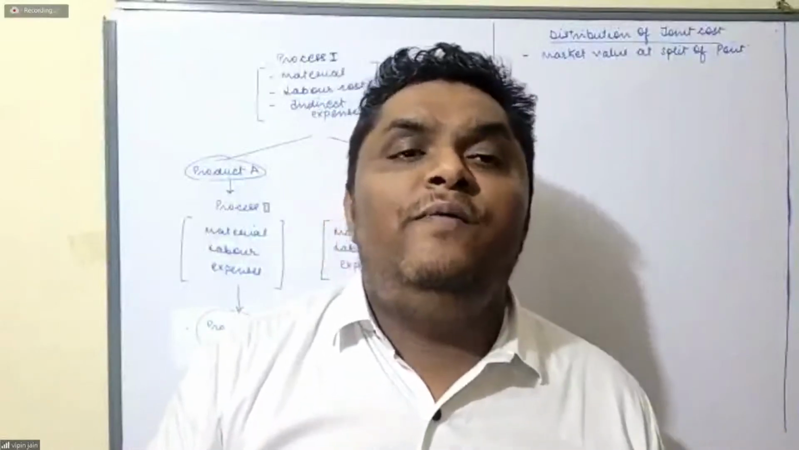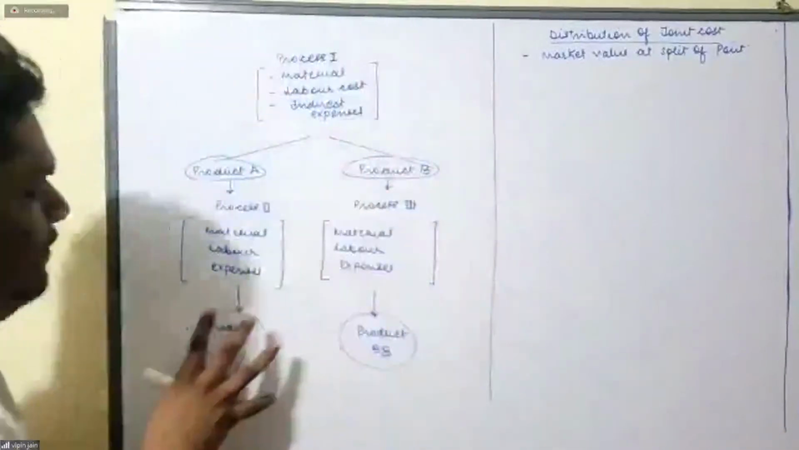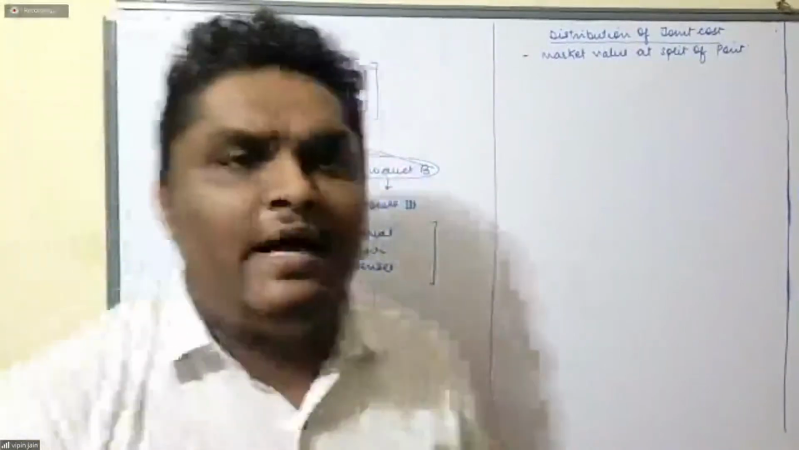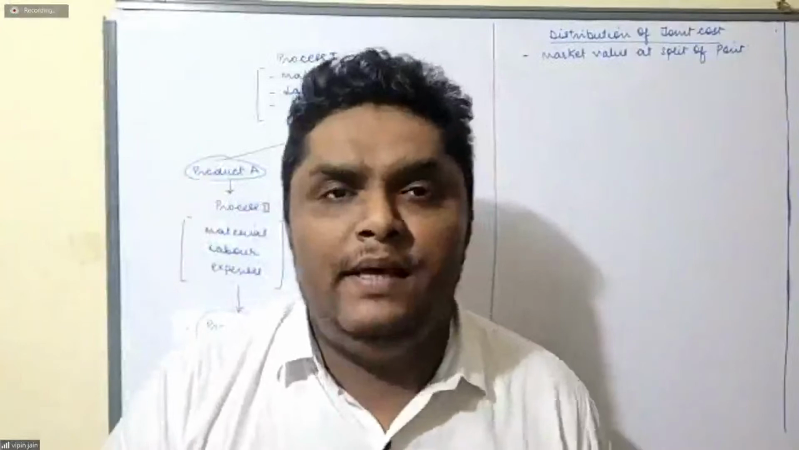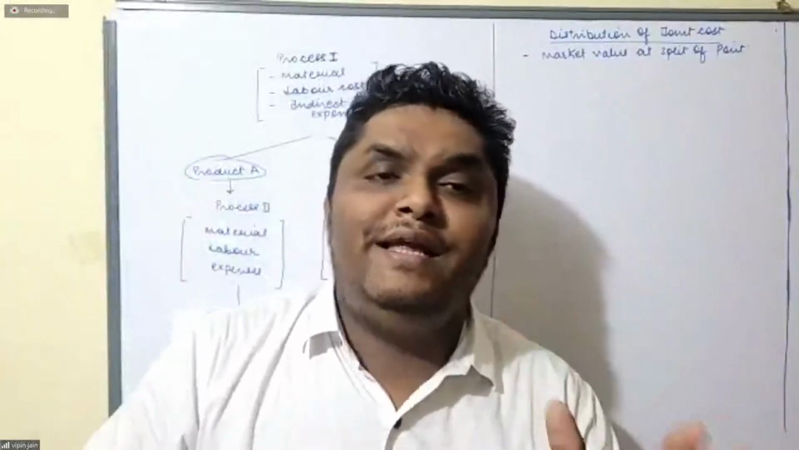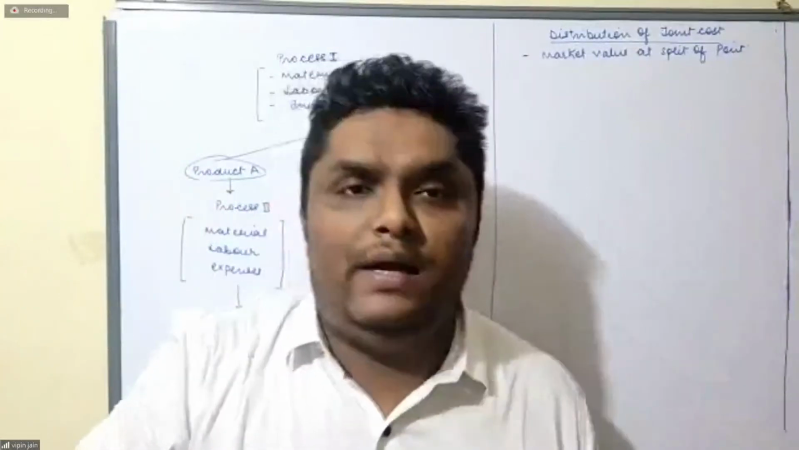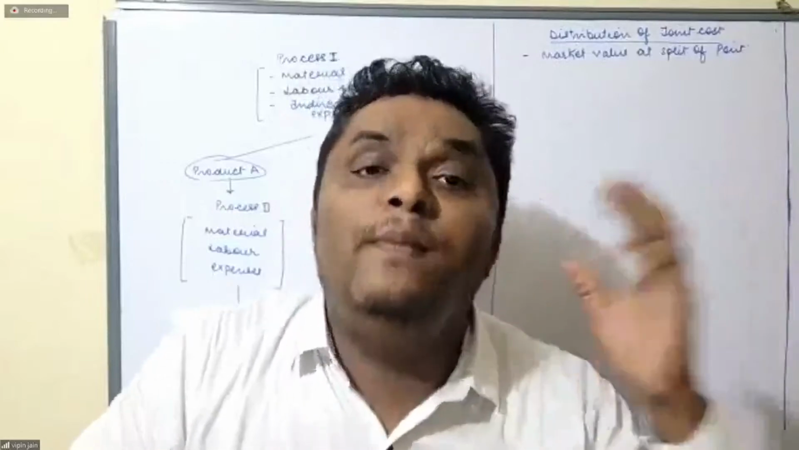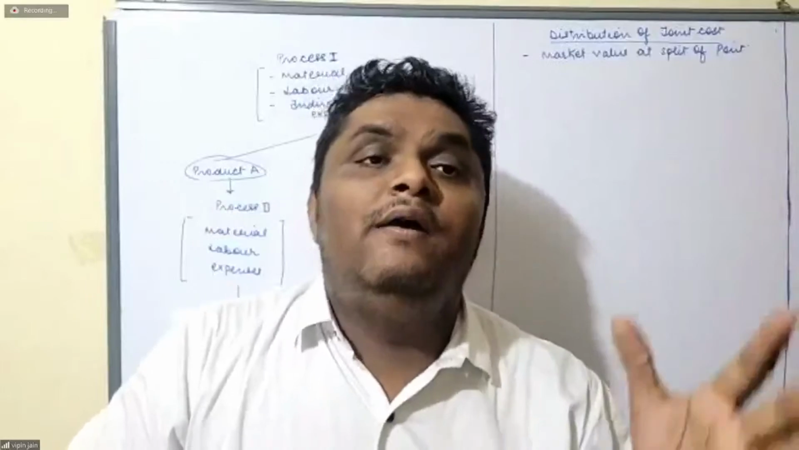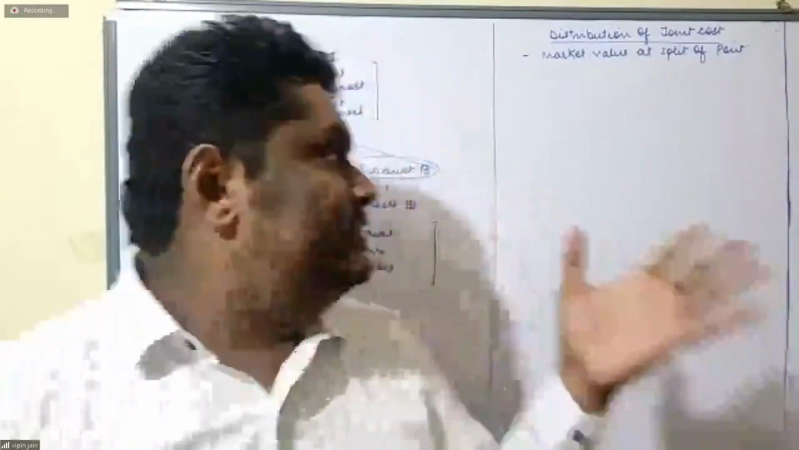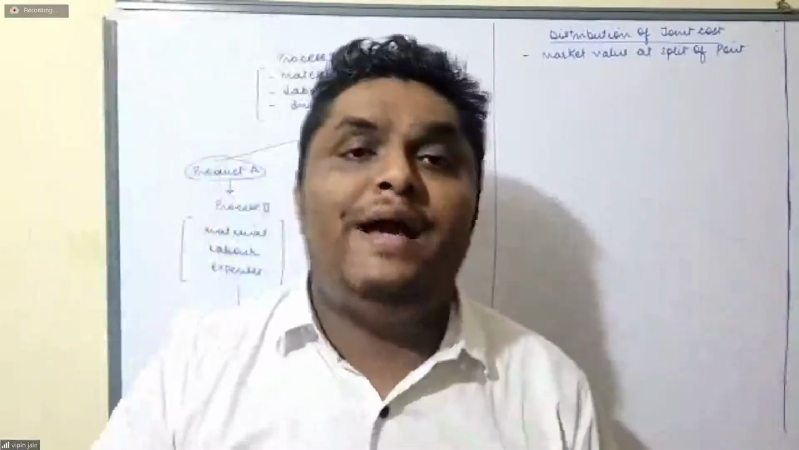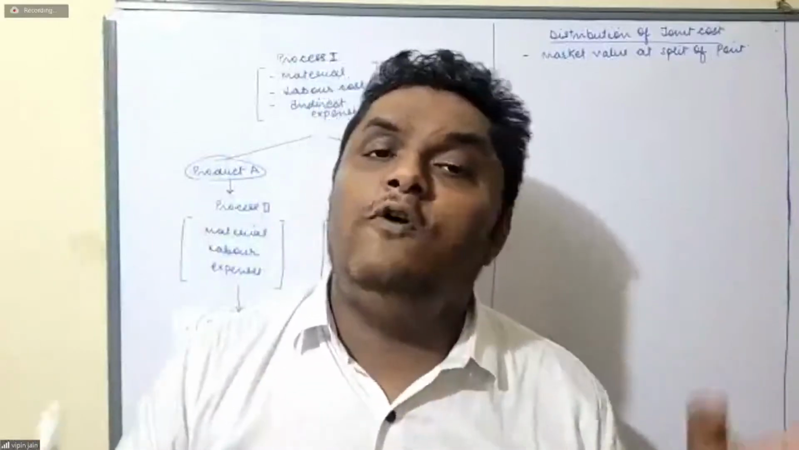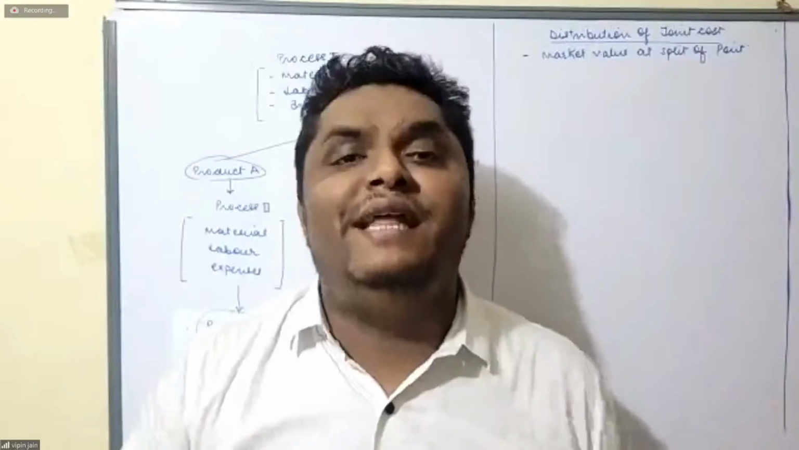However, during the course of manufacture of AA and BB, we are getting two intermediate products, that is A and B. Now these products A and B have an active market. These products can be sold in the market. Suppose we do not sell, but a few other companies are manufacturing only product A and B, and they are selling in the market. So the market value of product A and B is readily available.